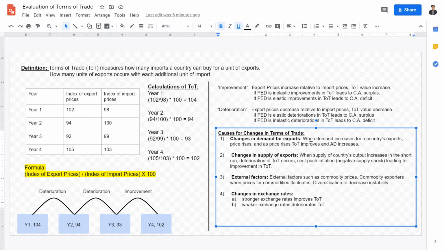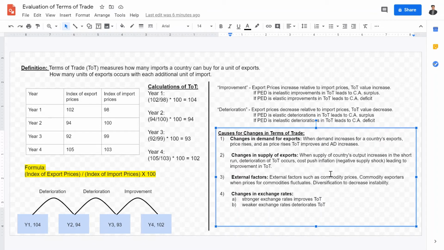So the terms of trade improves as more and more exports are demanded. As more exports are demanded, the price for exports increases, the terms of trade improves, and the aggregate demand increases once again because of the improvement in the demand. Another reason for changes in the terms of trade is changes in the supply of exports.